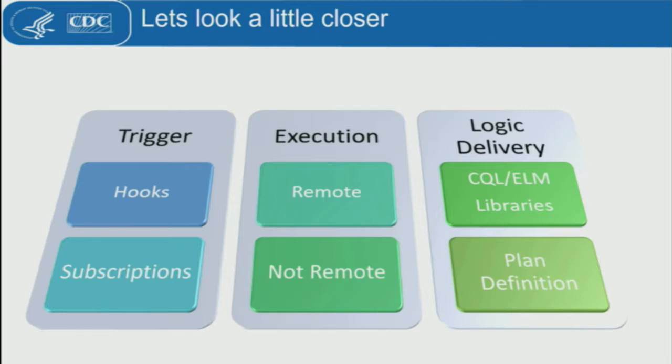If you look at the process on the public health side, you have various different steps. But if we try to simplify, and not oversimplify, there is a triggering mechanism that is needed. There is an execution. Where does the execution happen that's needed? And then how does the logic get delivered? On the triggering side, we looked at hooks and subscriptions. On the execution side, I think Arun mentioned something about the business associate, which is a remote execution or not remote execution. And then logic delivery around SQL ELM libraries versus the FHIR plan definition resource.